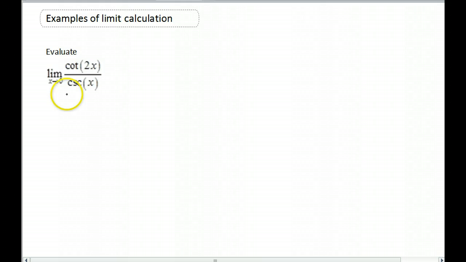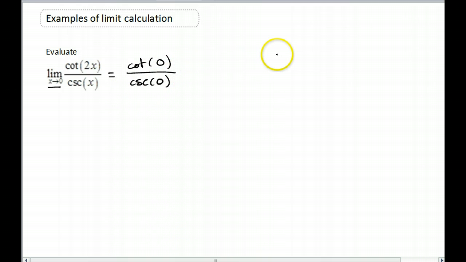I want to talk about this one right here. This is a trigonometric limit. As x approaches 0, I want to know where the cotan of 2x and the cosecant of x, the ratio of these two quantities, is going. Okay, so of course the first thing you have to do is substitute. So let me try that. That's a cotan of 0 and that's a cosecant of 0. Never forget that step to substitute.